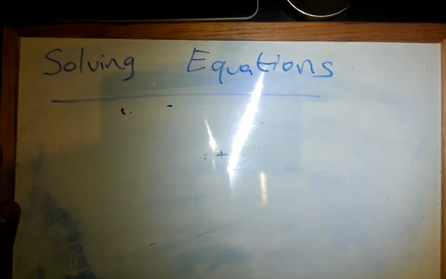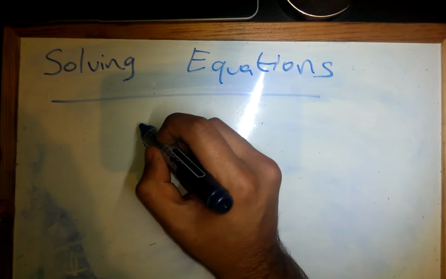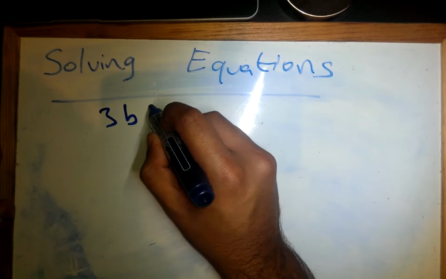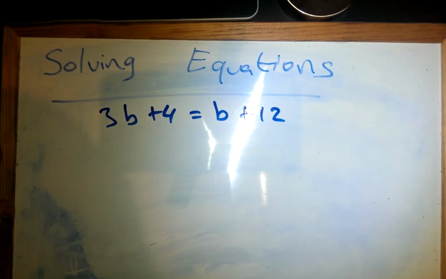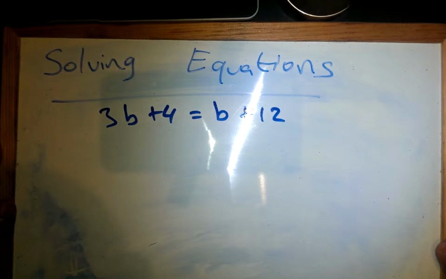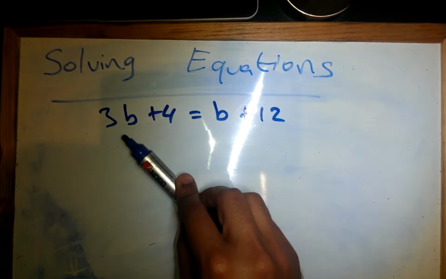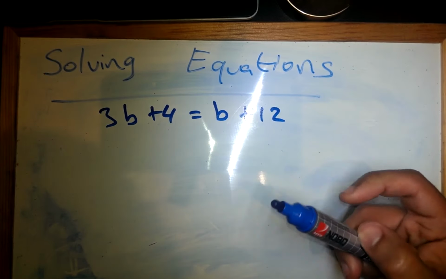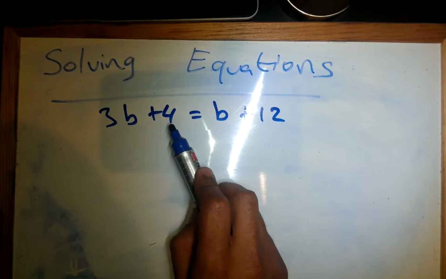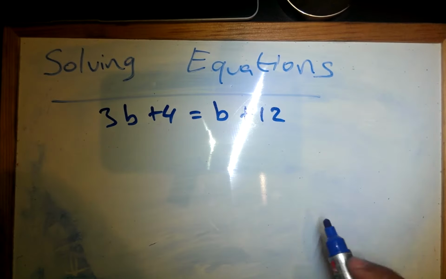Right, moving on. So what if we have unknowns on both sides of the equation? And by that I mean 3b plus 4 equals b plus 12. Now the best way of doing this is to try and localize these variables to one side of the equation. So here we have 3b and we have a b over here. But what if we manage to get this b over to that side, and we've got this lovely integer here onto the other side? So how would we do that?